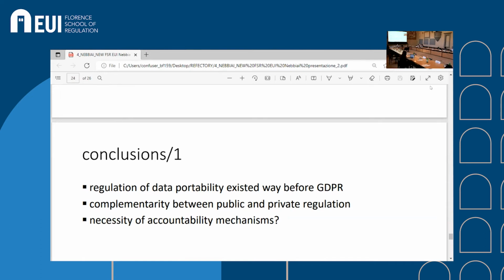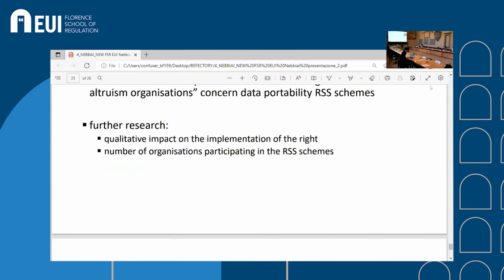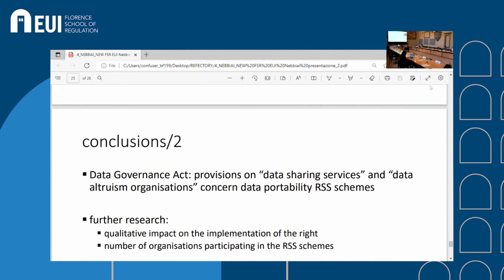And finally, of course, but this is something to reflect upon, there is a potential problem of accountability, because if a public right becomes intermediated too frequently by private actors, this could be a problem on the implementation side. Finally, of course, the Data Governance Act will play a big role, because many of these schemes can fall within the scope of data intermediation services.